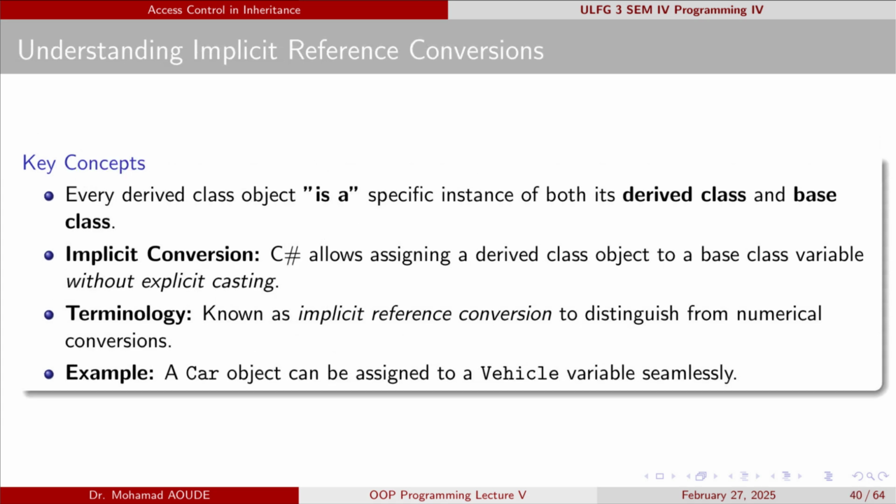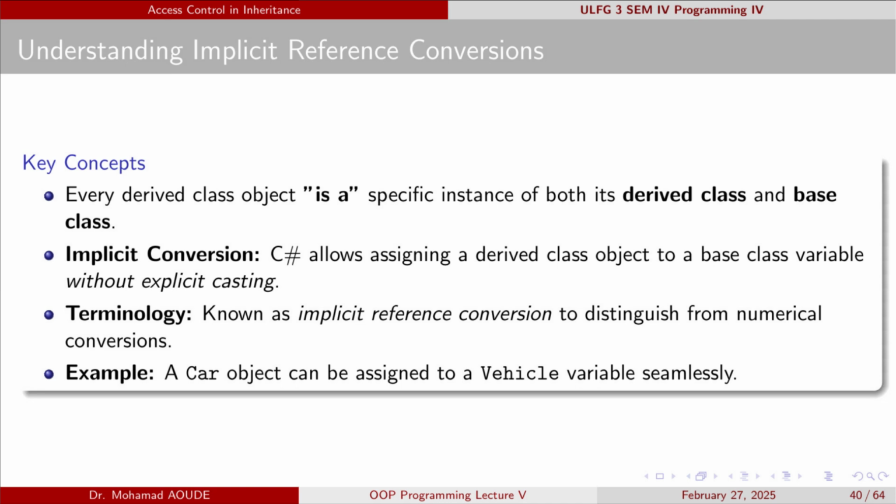When you assign a derived class object to a base class variable, C# does it automatically. This is called an implicit reference conversion. Example: Car myCar = new Car; Vehicle myVehicle = myCar. This works because of the is-a relationship. Every car is a vehicle. It's part of what enables polymorphism in the first place.